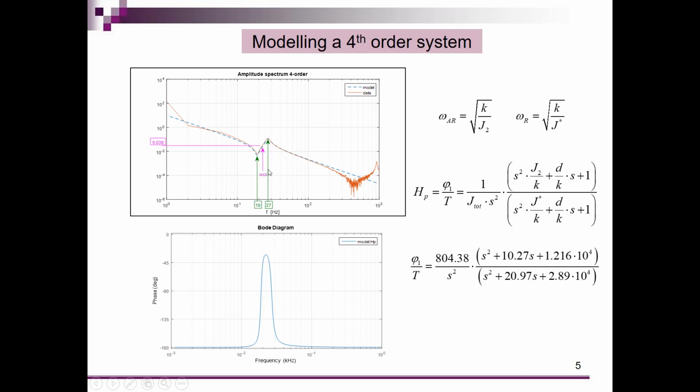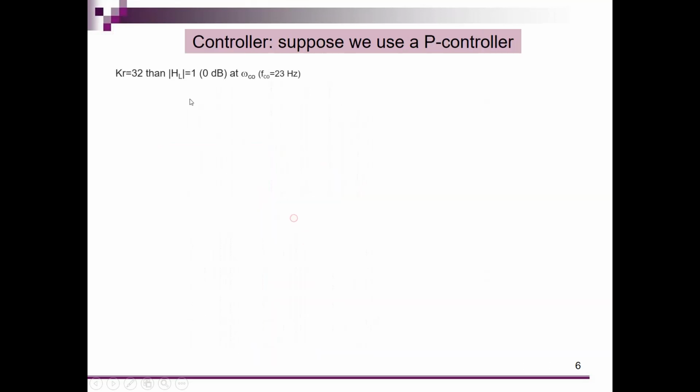So first of all, we define that crossover frequency exactly in the middle of the anti-resonance frequency at 19 Hertz here and the resonance frequency at 27 Hertz. So I defined my crossover frequency at 23 Hertz, exactly in the middle. Suppose in my first example, we don't use that method of loop shaping, and suppose we only wanted to use a P controller, and we defined the 0 dB point exactly at that crossover frequency.